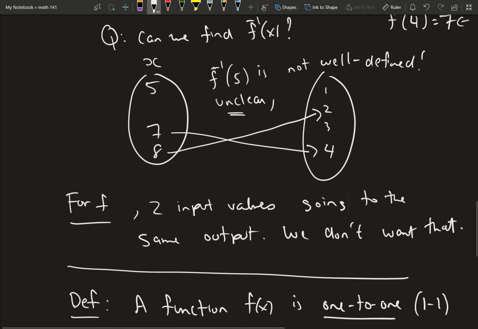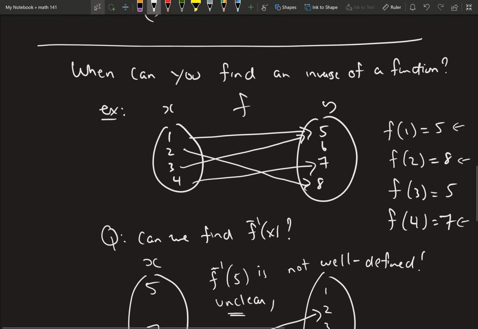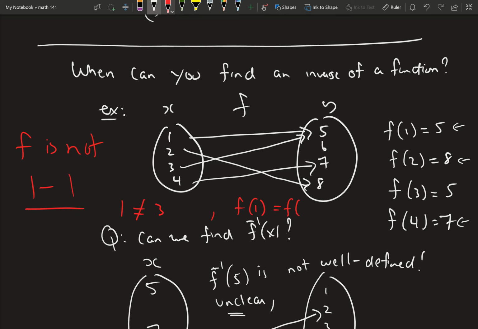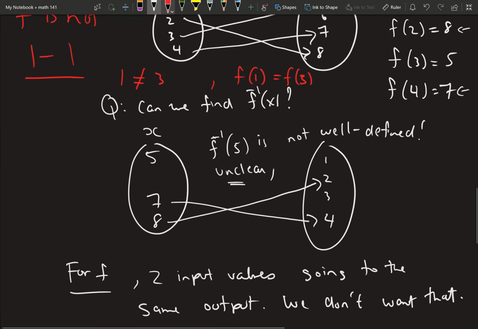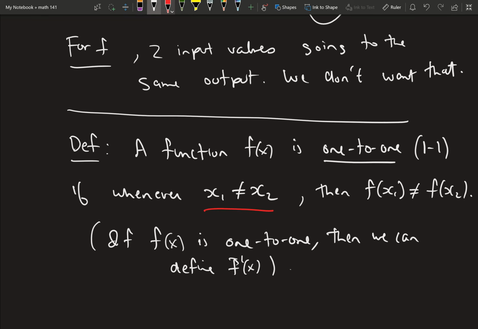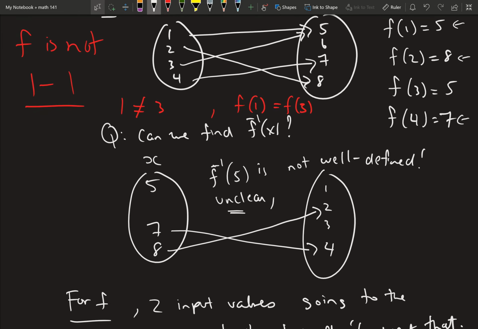So, we can see here that for this function f that we gave as an example where we couldn't find the inverse, let me write this in a different color, f is not 1 to 1. Why is that? Well, we had two different x values. 1 is different from 3. But then the output values ended up being the same. Our condition for being 1 to 1 is that whenever we have two different x values, the corresponding y values are different. And here that's not the case. 1 is different than 3, but f of 1 equals 3.